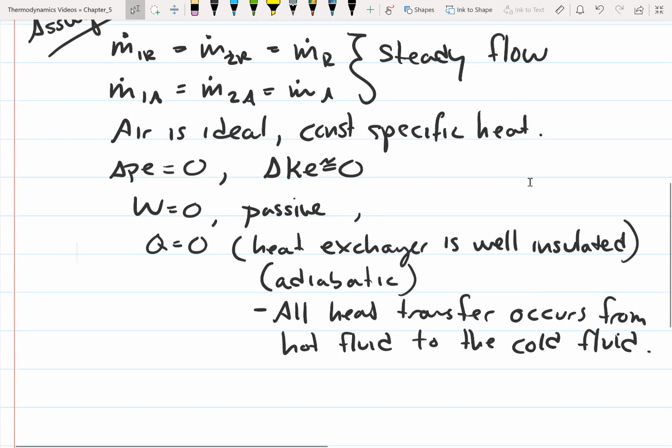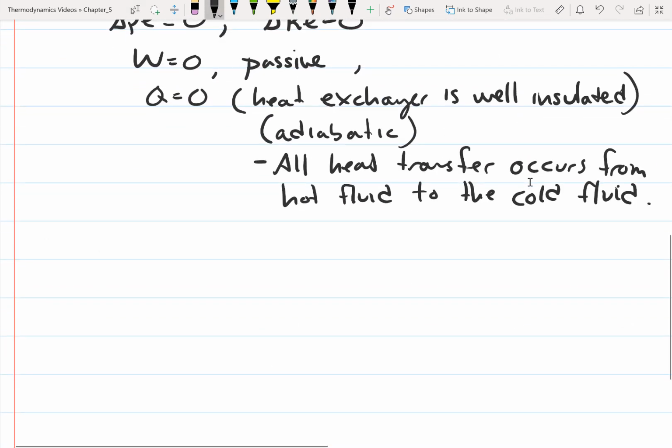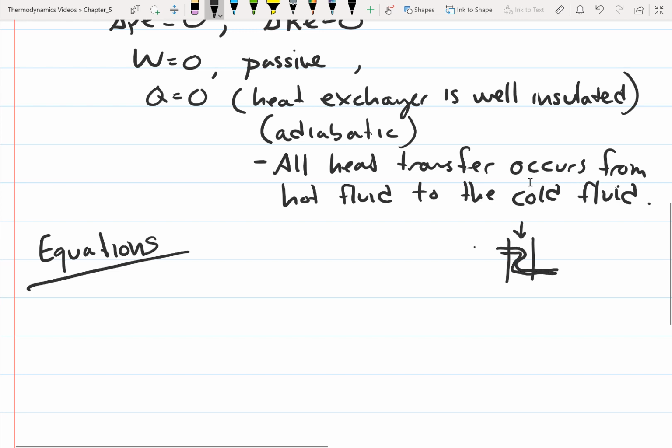We have our assumptions. Now let's write down the equations we need. So we're going to need the first law energy balance for a steady flow. And this problem is a little bit different from quite a few of the others I've been doing because with this one we have multiple inlets and outlets. So if I redraw what I have going on here, we have an inlet here, outlet here, outlet here. So we have 2 inlets and 2 outlets.